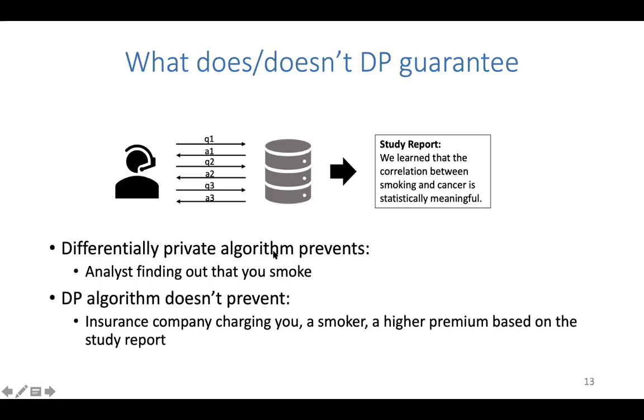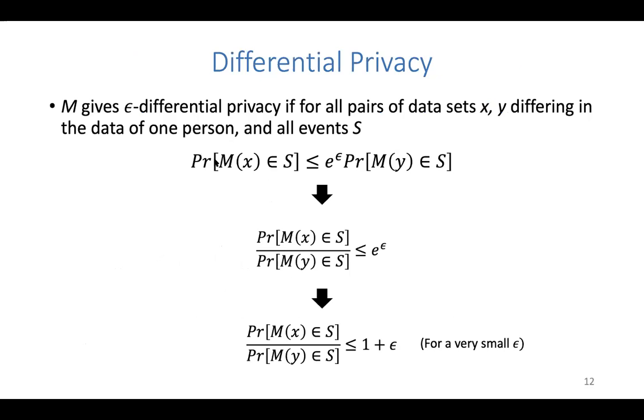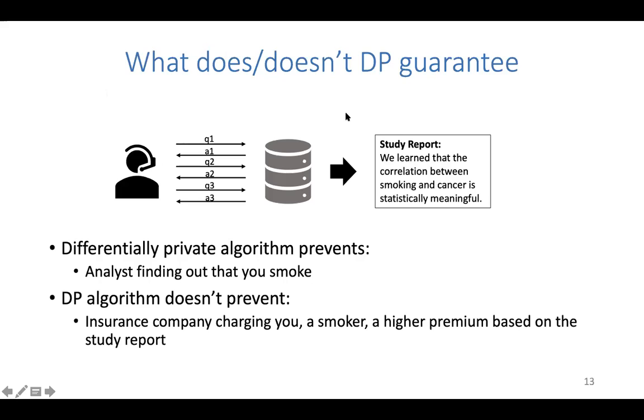So what a differentially private algorithm M prevents is that the analyst cannot find out that you smoke. So that is guaranteed by the DP algorithm. If your mechanism M provides epsilon differential privacy, then there's an epsilon privacy budget or privacy loss, which is a bound. So there's an epsilon privacy loss guarantee that the analyst will not find out that you particularly smoke. So that is guaranteed.